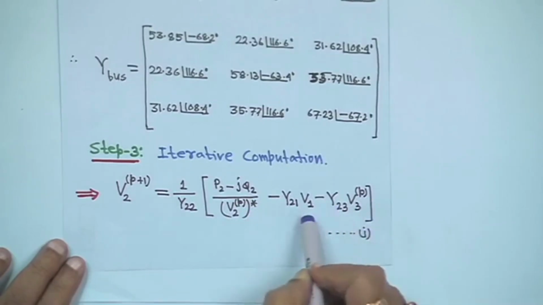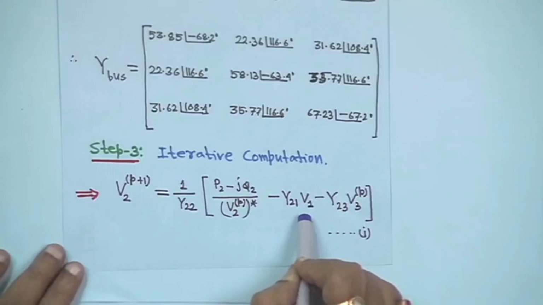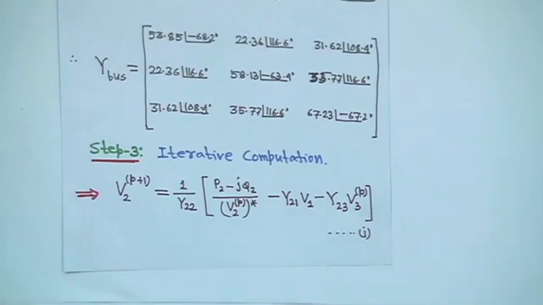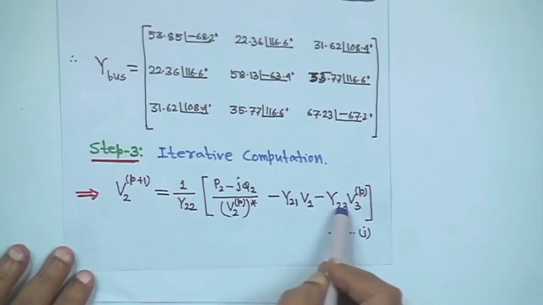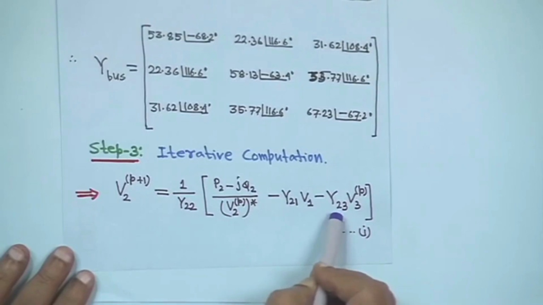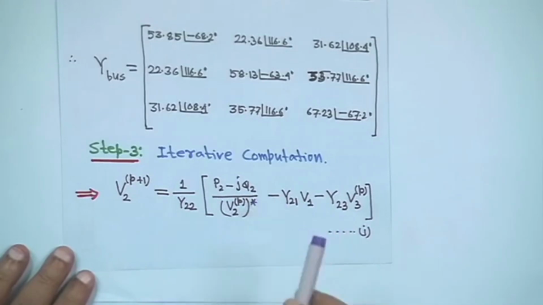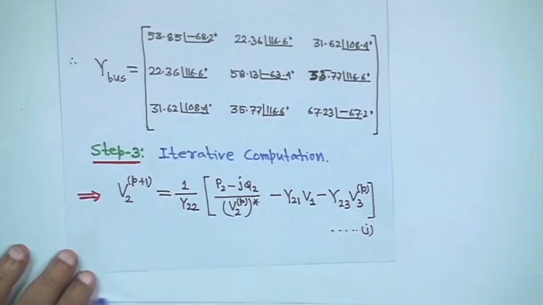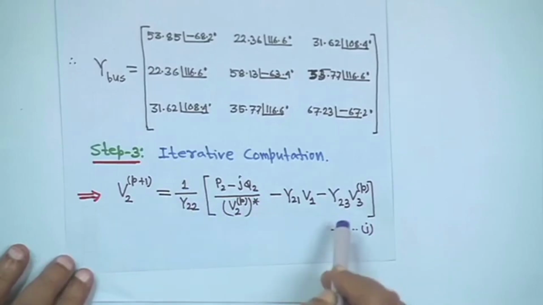This is equation 1, and as V1 is a slack bus, please do not put any iteration count here, because throughout this process V1 is a slack bus and its voltage is taken as 1.05 plus j0. So, that will remain constant. All buses are PQ buses. Y21 is an admittance matrix element, so this will remain constant, and P2 and Q2 also will remain constant throughout the iterative process. So, the only variable here is V2, that means both magnitude and angle, because this is a complex voltage. In general we write 1 upon Y22, then this is for V2.